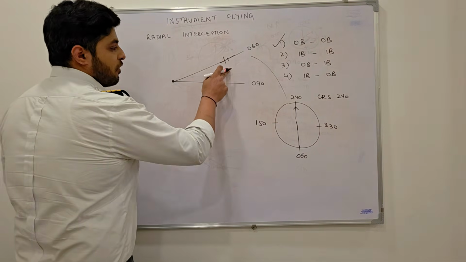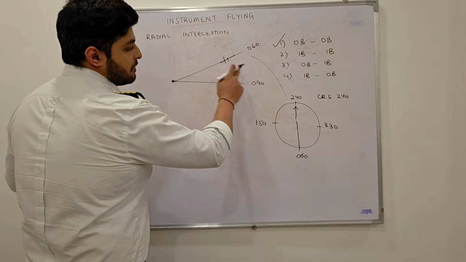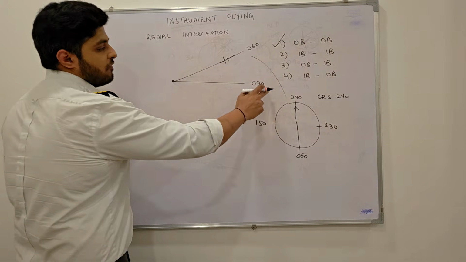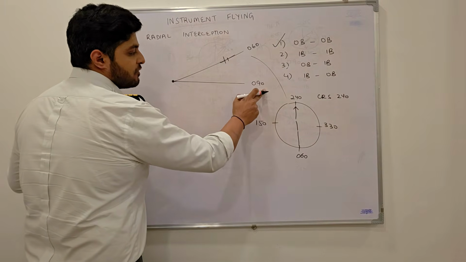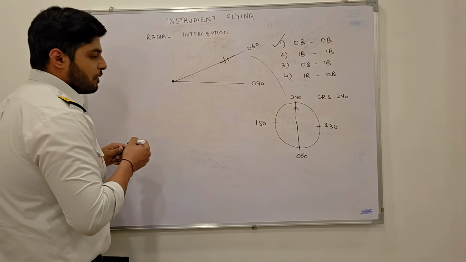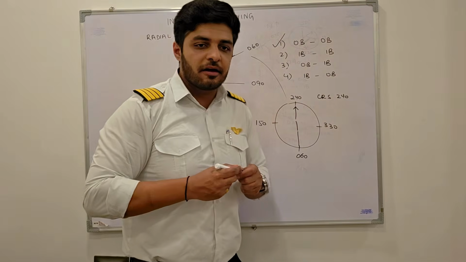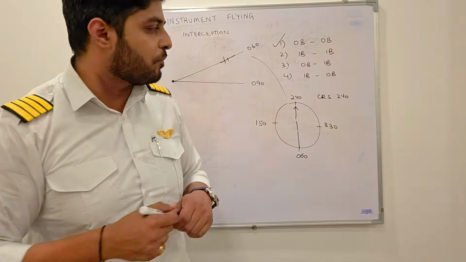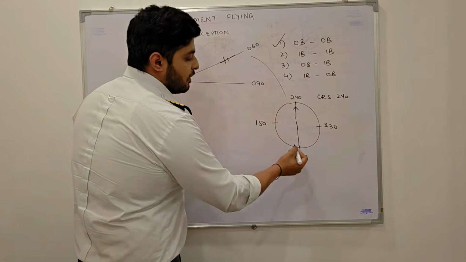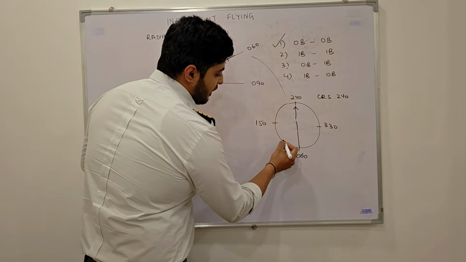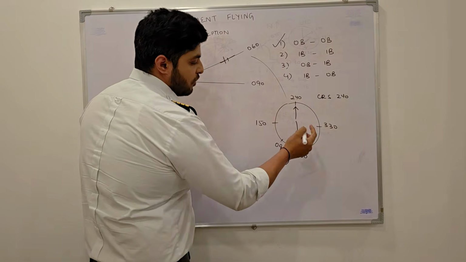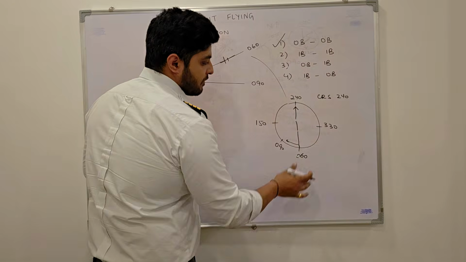So if I'm going inbound on 060 radial, this is what my HSI will look like, and I have to insert my radial 090. If I want to insert radial 090, I have to set the opposite of the radial in my course. But to reduce the calculation in the cockpit, instead of setting your head as 090, you can set your tail as 090. So 090 will be somewhere here. I'll just rotate the course knob till my tail reaches here.